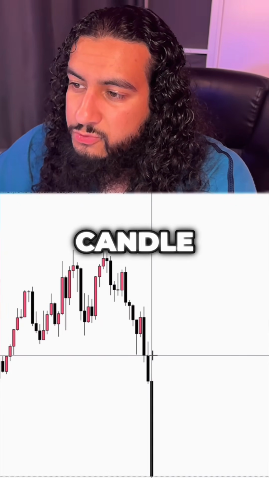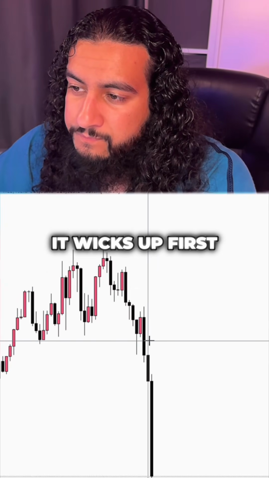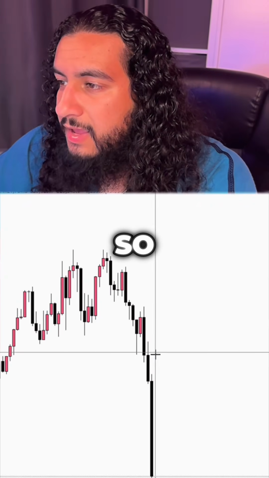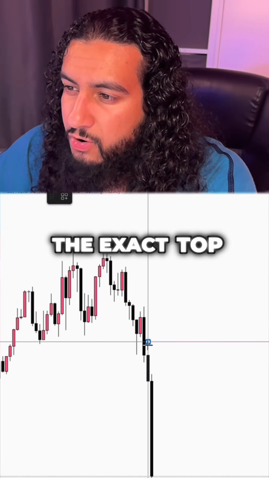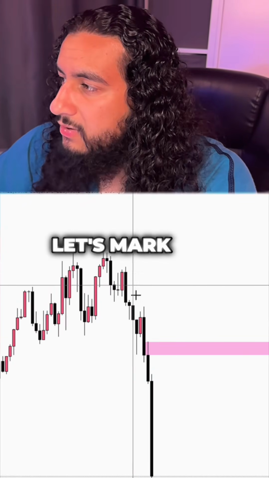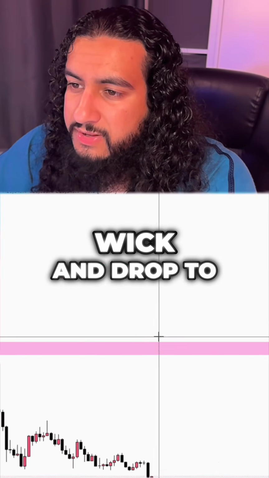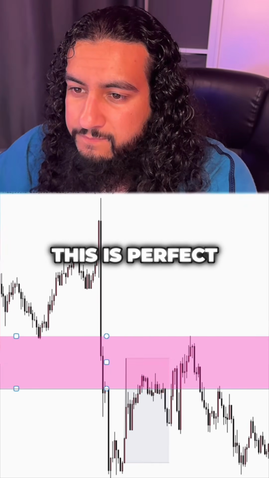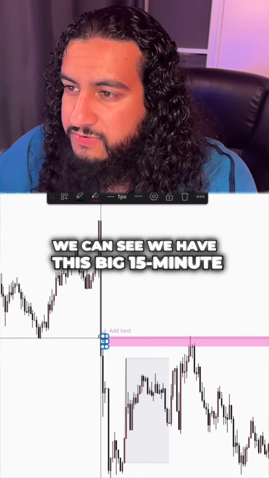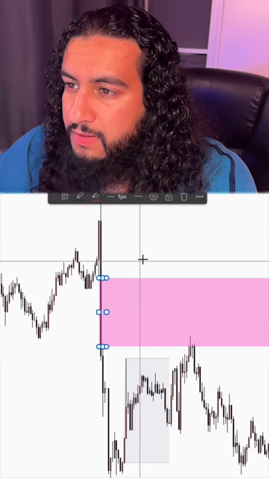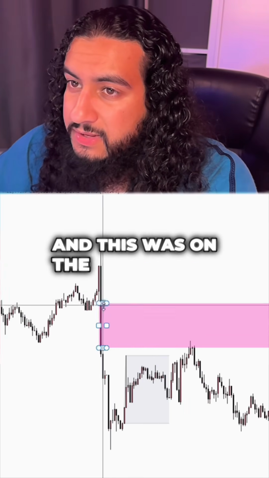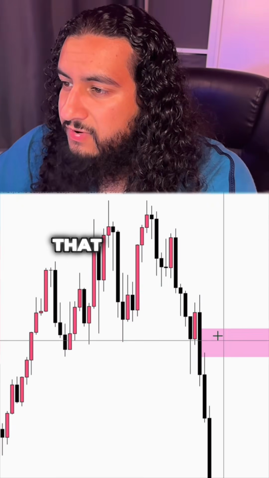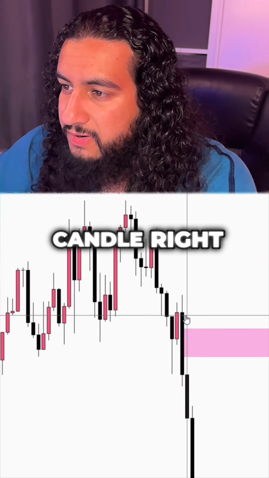So the next daily candle, you can see it wicks up first, flips bearish, and then breaks the low. So if we mark out the exact top of that candle, let's mark out the top of that wick and drop to, let's say, the 15-minute time frame. Okay, right here, this is perfect. We can see we have this big 15-minute fair value gap right there. And this was on the day before. So when you go onto the daily time frame, that fair value gap was in this candle right here.